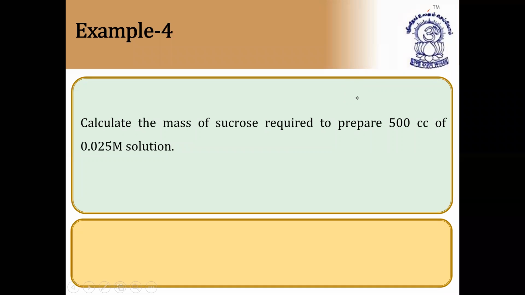Calculate the mass of sucrose required to prepare 500 cc of 0.025 molarity of solution. They have given molarity here, and the mass of sucrose is to be found, and volume is also given. So the mass should be taken as X.